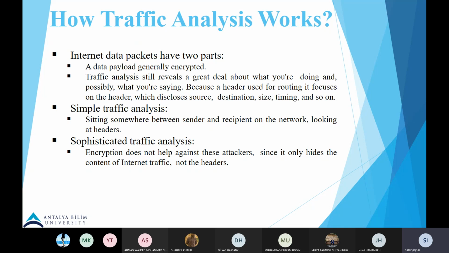Headers are actually encrypted data which has the information of the source address, the destination, the size, the timing, and from the wireless communication, wireless security lectures, there's a sophisticated traffic analysis. That means the encryption does not help against these attacks since it only hides the content of internet traffic, not the headers. This we also have seen when we were using Wireshark.